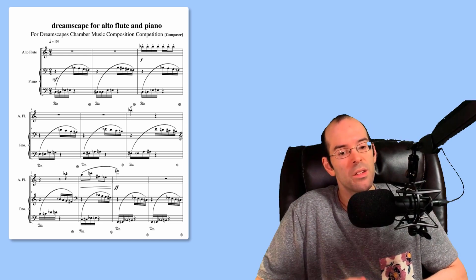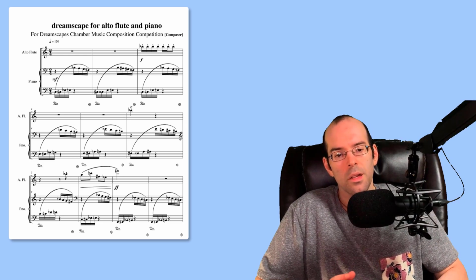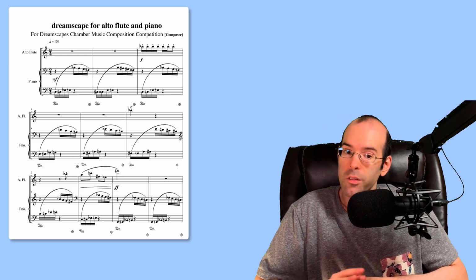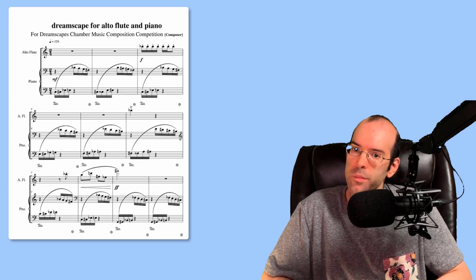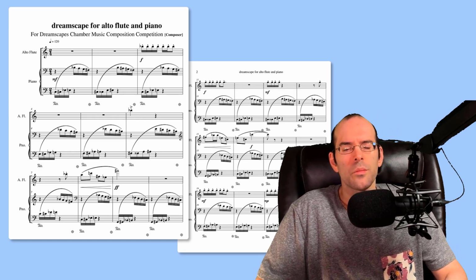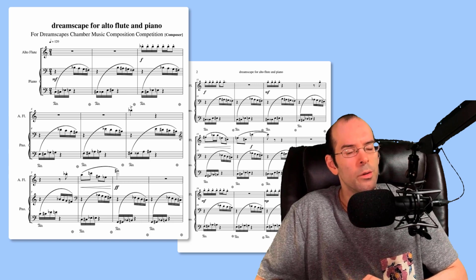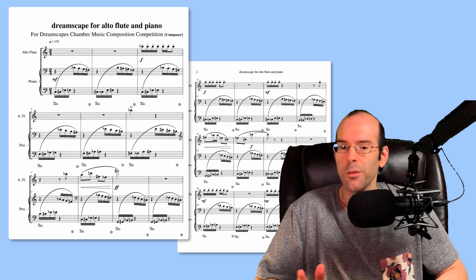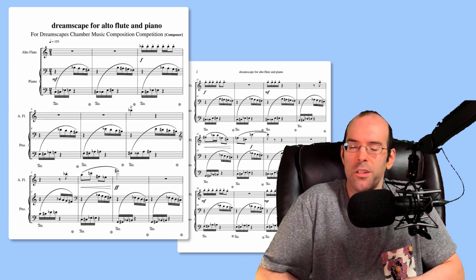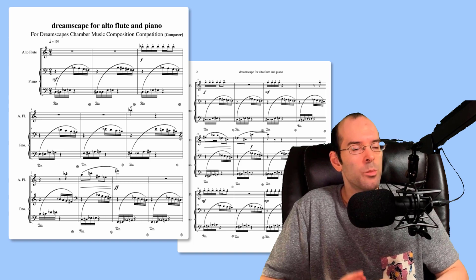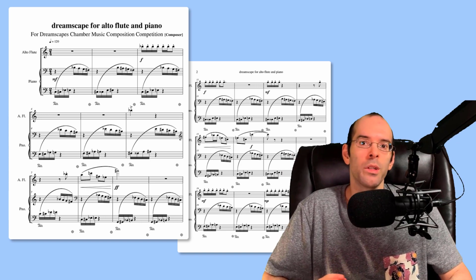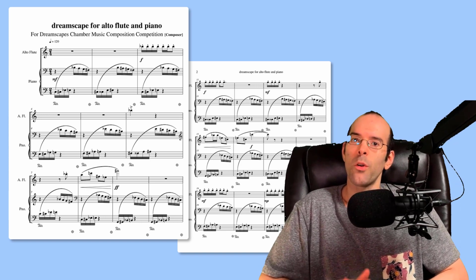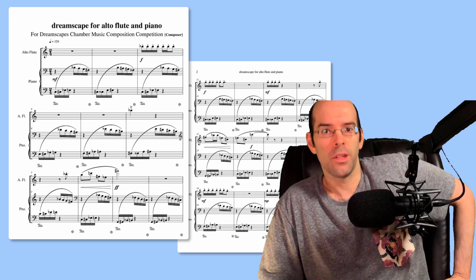So the next piece on this list would be Dreamscape for alto flute and piano. So the recording is actually going to be just piano. So imagine a flute in the upper registers. I'm going to say that this piece displays some terrifying moments, and the part that I'd like to point out would be these sections here.